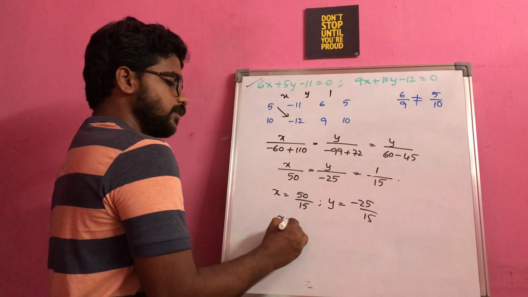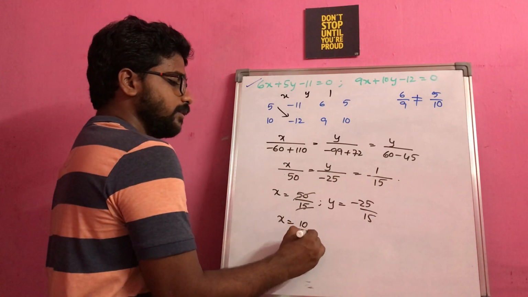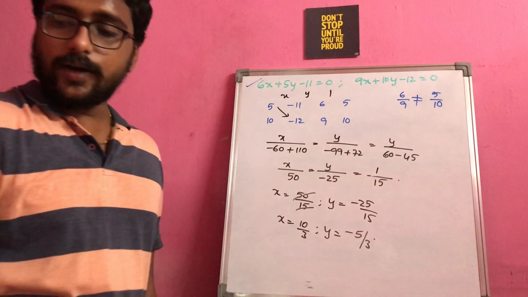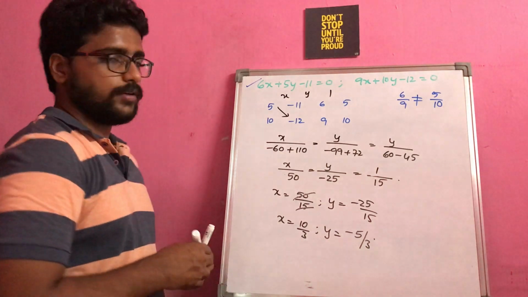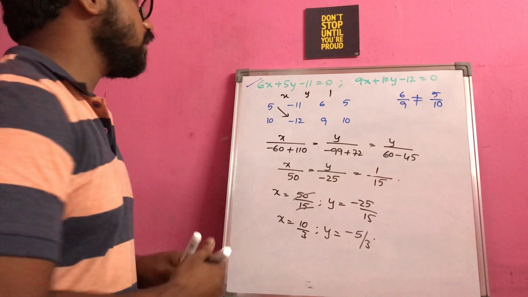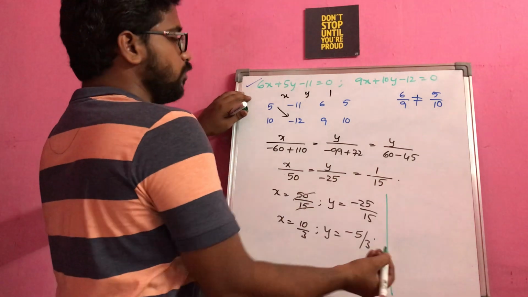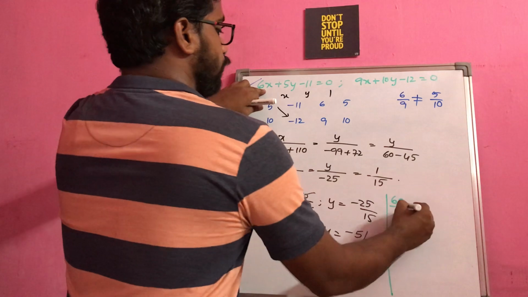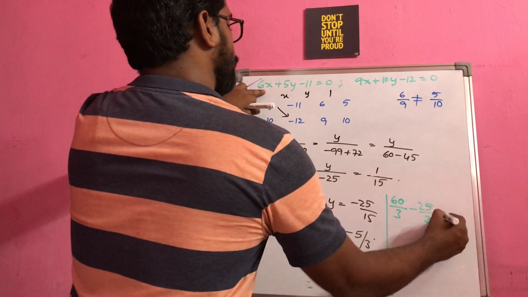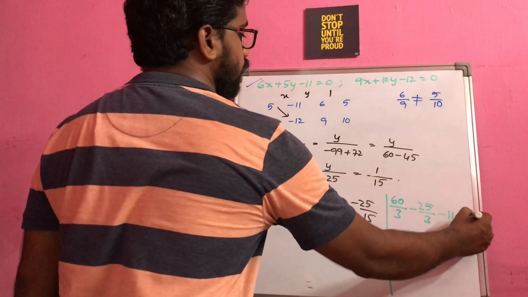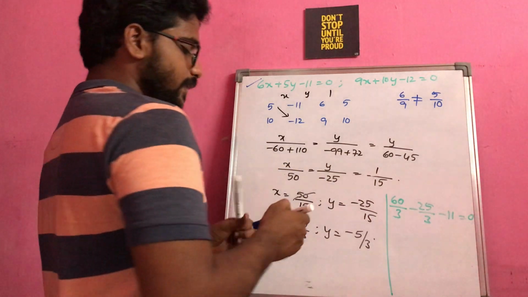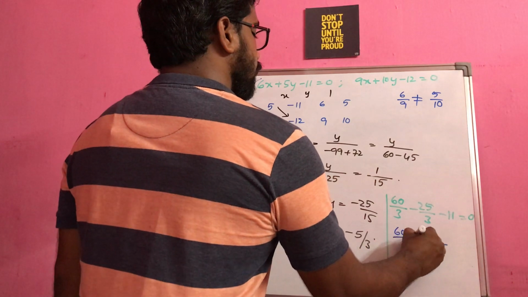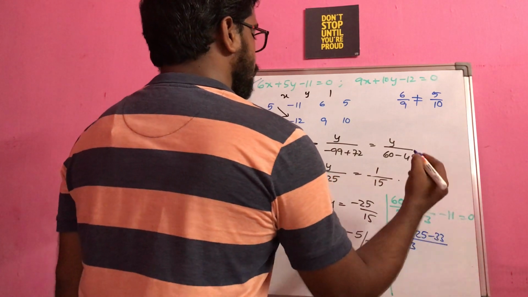So x value, if you further simplify by cancelling 5 table, is 10 by 3 and y is equal to again 5 table, minus 5 by 3 you are getting. Right? So these are the required solutions that you are getting. But you can cross check by substituting in any of these equations, or in both also you can do. 6 into 10 by 3, that is 60 by 3, minus 5 into 5 by 3, minus 11. We have to cross check whether we are getting 0 or not. If I take LCM with 3, LCM is 3, 60 minus 25 minus 33.